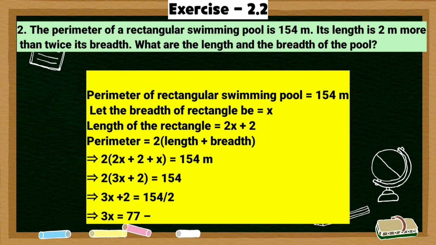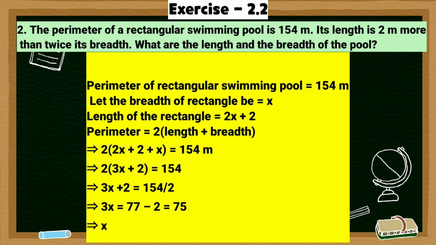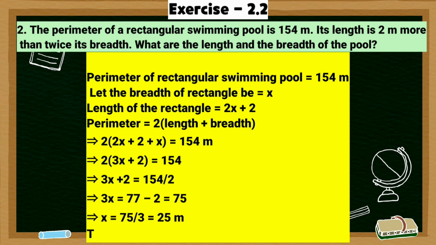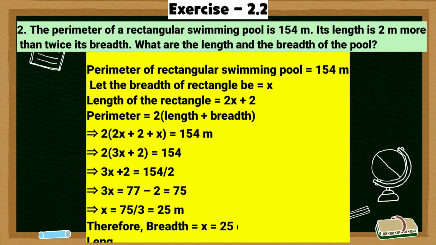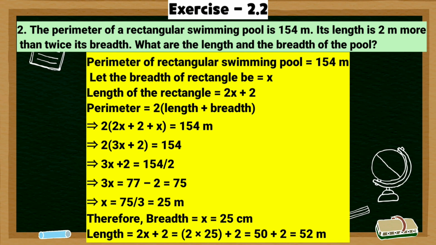Now we will take 2 to the right hand side. 3x is equal to 77 minus 2. The answer is 75. So we get 3x is equal to 75. So x will be equal to 75 divided by 3, that is equal to 25 meter. Therefore, breadth is equal to x, that is equal to 25 meter, and the length is given 2x plus 2. So putting in the equation, 2 multiplied by 25 is equal to 50, plus 2 is equal to 52. So the length is 52 meter.